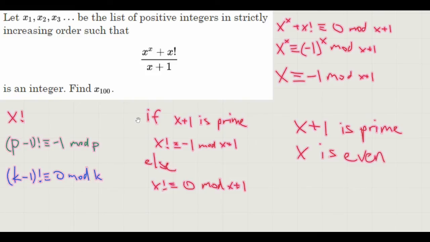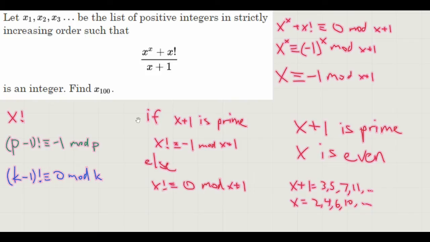Now there's a special case that we need to consider, but I'll leave that for after we solve the general case. Since x is even and x + 1 is prime, that basically means that x + 1 is all the odd prime numbers, for example x + 1 equals 3, 5, 7, 11, and so on, while x is equal to 2, 4, 6, 10, and so on. So we're almost done solving the problem. We have a list of possible x such that (x^x + x!) / (x + 1) is an integer, which is when x equals 2, 4, 6, 10, 12, 16, and so on. And now there's the special case I mentioned before.